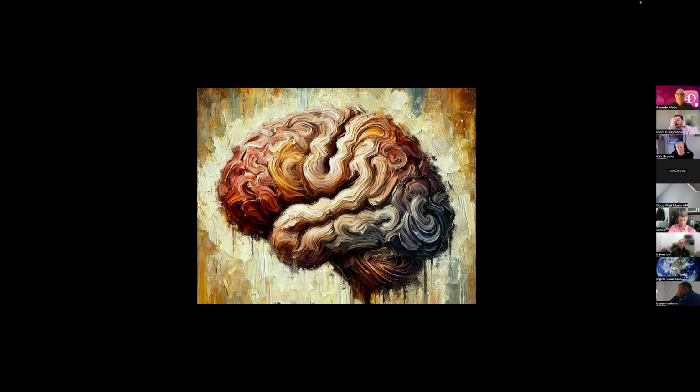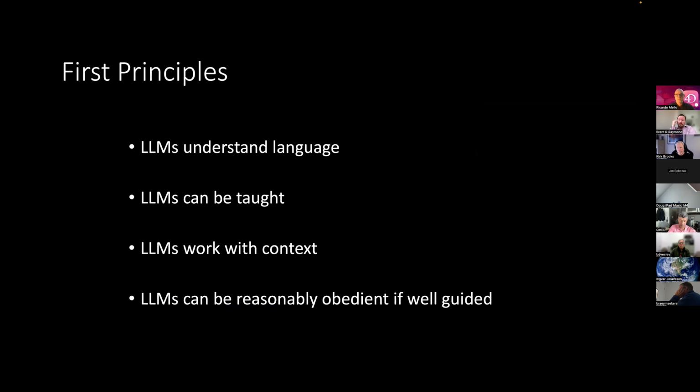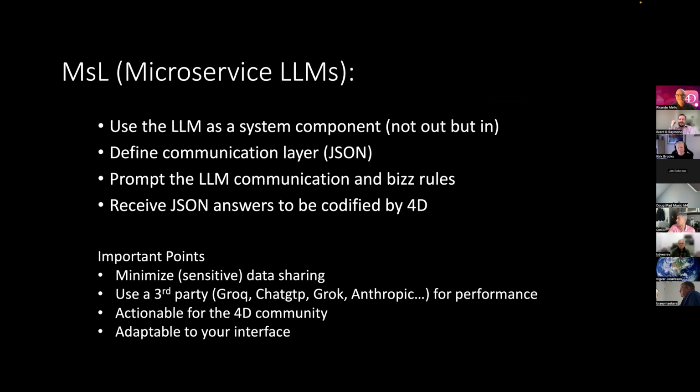And a big brain, you can do a lot of things, right? So a big brain understands language, but also can think. And also understand context. And the key here is it can be reasonably obedient if well guided. All right. So I'm just spicing it up for what's to come, right?